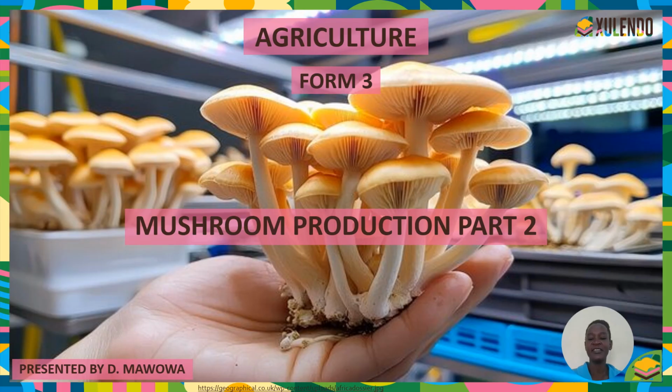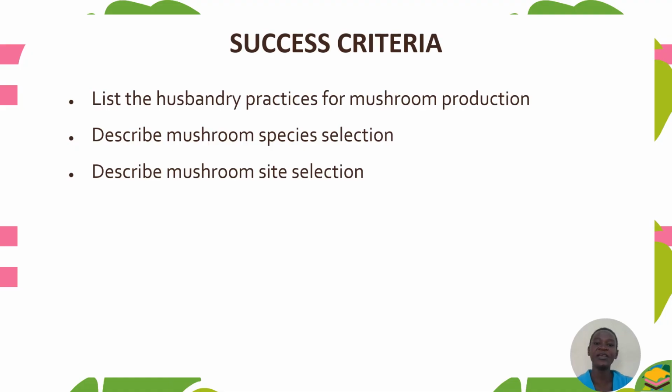And now let us proceed looking at the same mushroom production, and we are on part 2. Let's find out what is in part 2. By the end of this lesson, you should be able to list husbandry practices for mushroom production, and you should also be able to describe mushroom species selection, and also describe mushroom site selection. Be with me as we explore this lesson.